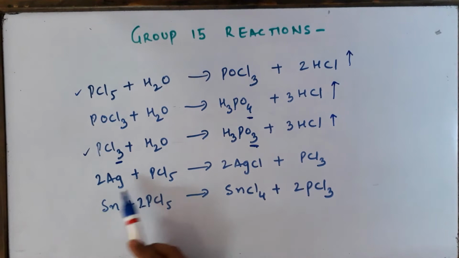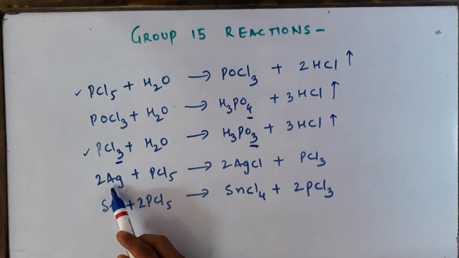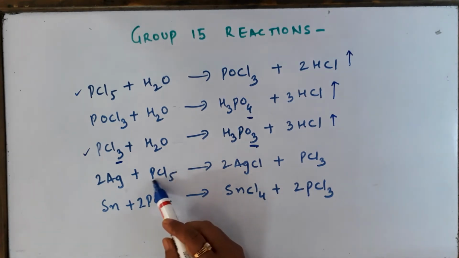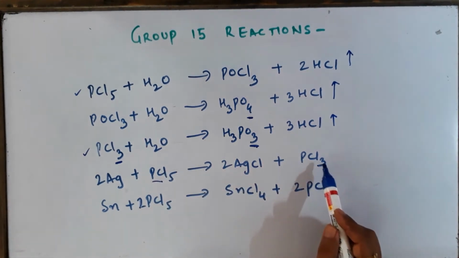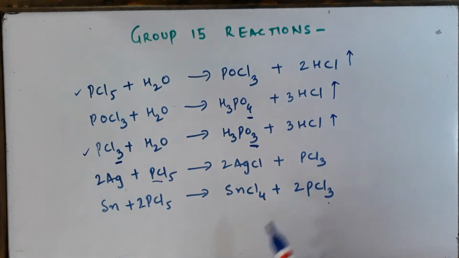The next reaction is chlorinating agent. So PCl5 is a very good chlorinating agent. So if you heat it with silver, you will get silver chloride. If you heat it with tin, you will get tin tetrachloride. And what will happen to PCl5? It will become the lower version of it, that is PCl3. So this is also not very difficult to remember.